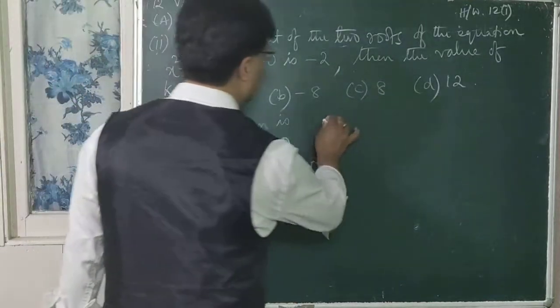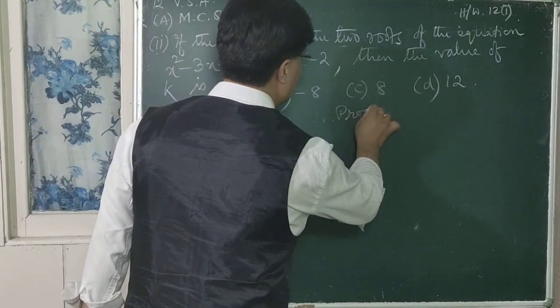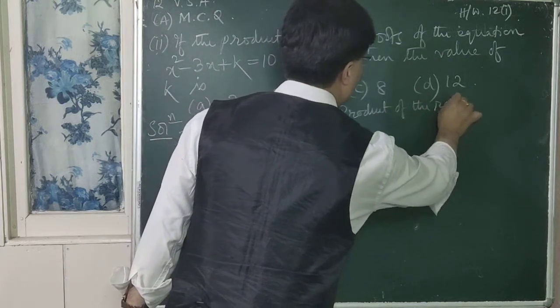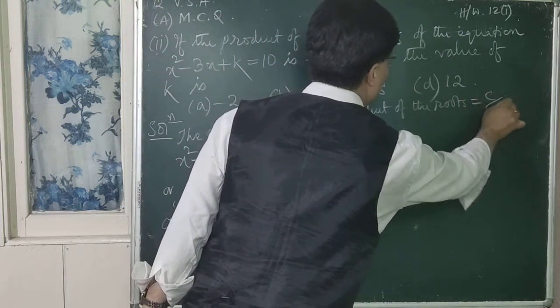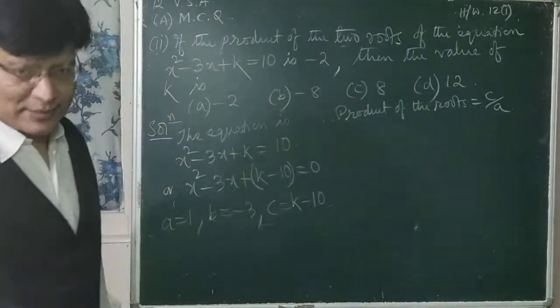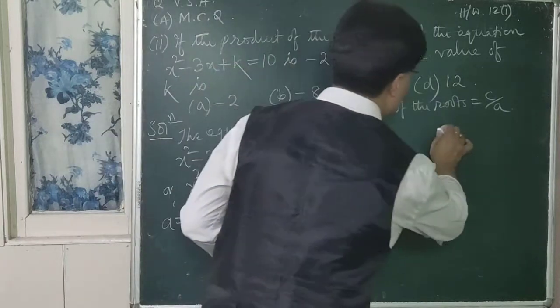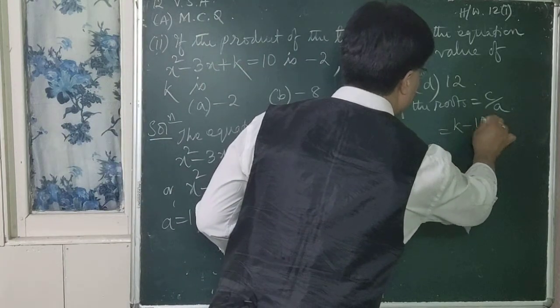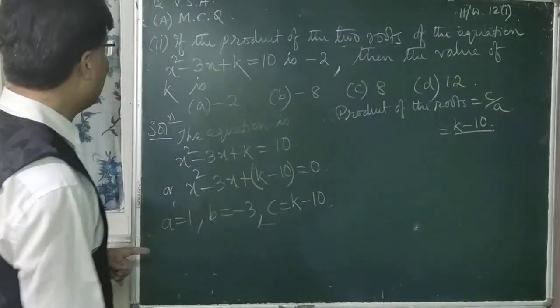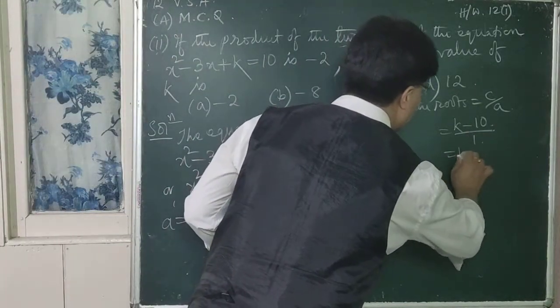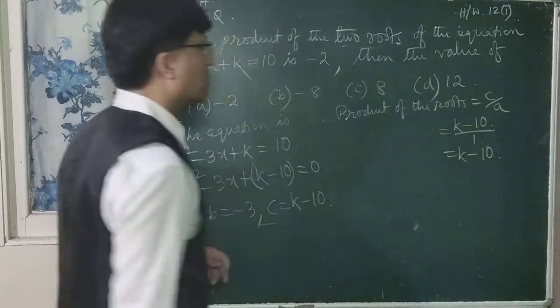Therefore, the product of the roots is equal to, what is the formula? c by a. You know that, isn't it? So the product of the roots is equal to c upon a. What is c in this case? c is k minus 10, divided by, what is the value of a in this case? a is 1. So which is equal to k minus 10.